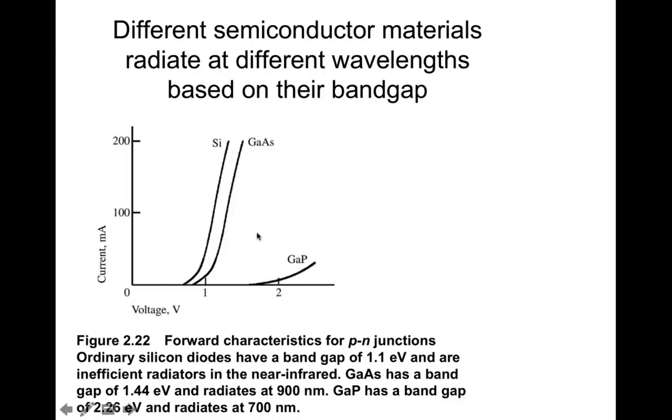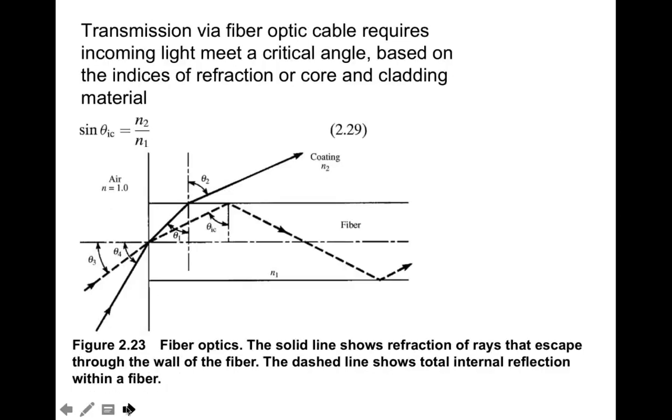And then of course when the electrons or holes cross back across the band gap, they emit at a certain optical wavelength. And so that's what this is illustrating: silicon and gallium arsenide and gallium phosphide. These are the current voltage curves. Each one of them radiates at a different wavelength, and the band gap has a different energy. And the energy and the band gap are directly related.